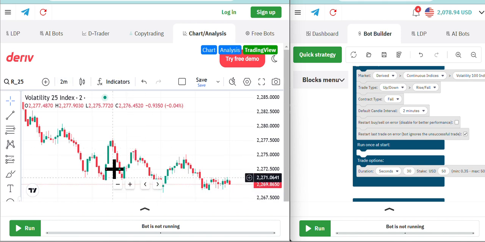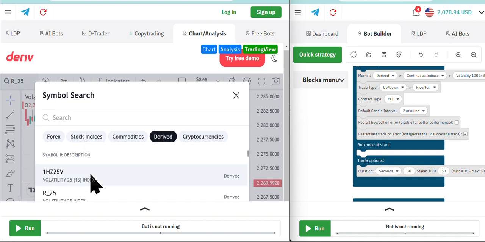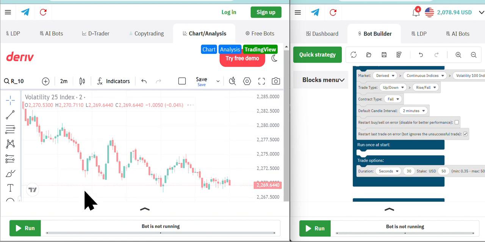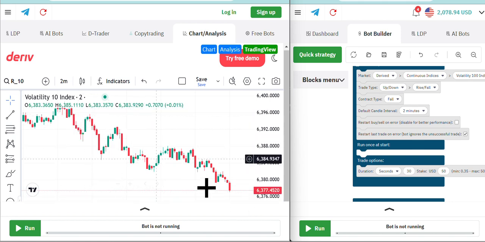So we are looking for a perfect market that is good. Let me go to Derived. Okay, let's start with the Volatility 10 Index and see how the market is. You can see this market is on a fall. You can see the trend of the market.